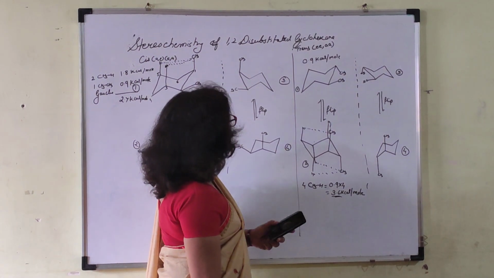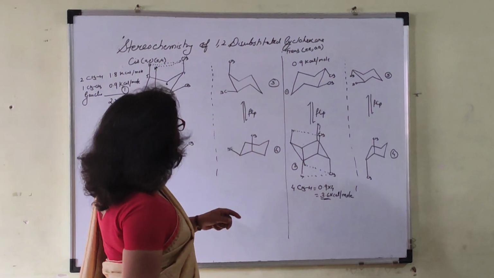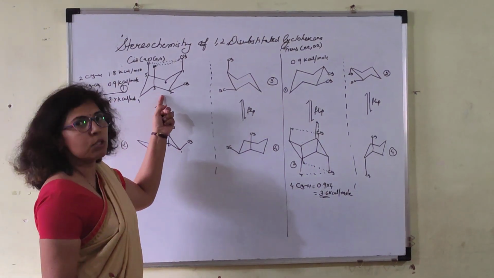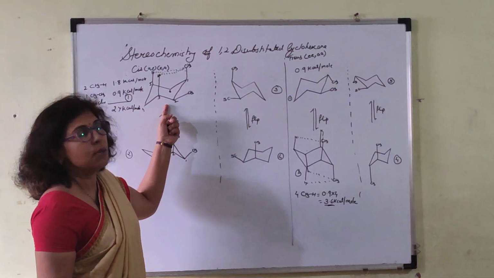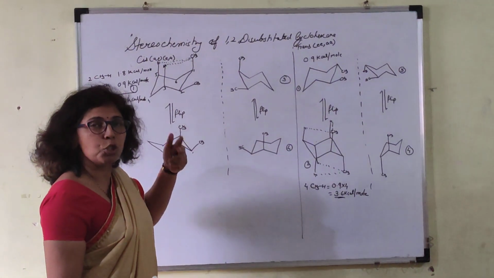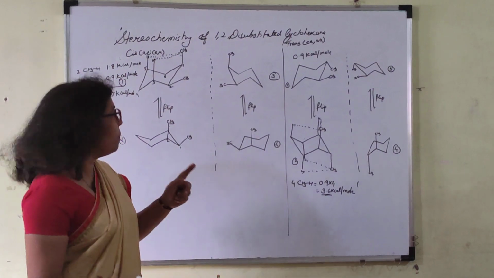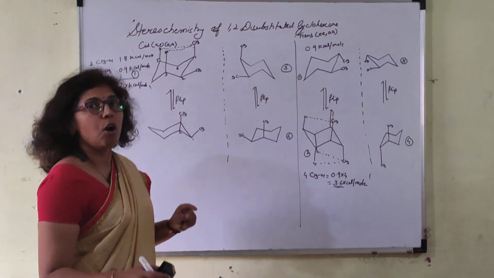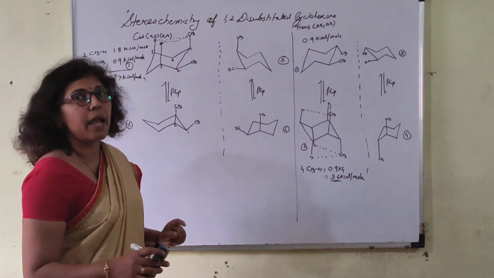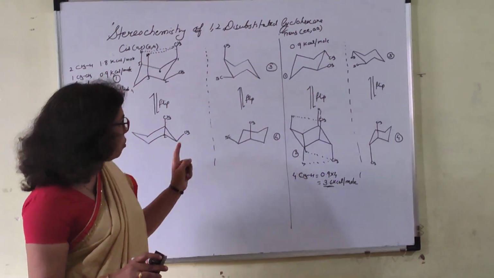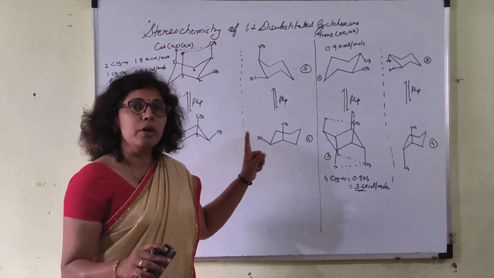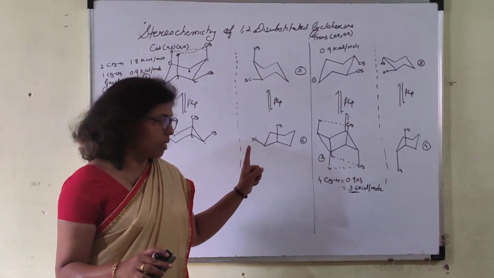Now let us see regarding optical activity. This particular molecule does not have a plane of symmetry. So obviously it should have optical activity, but this molecule is not optically active because both conformers are identical, both exist in equal amount, and therefore they are optically inactive in spite of not having any plane of symmetry.